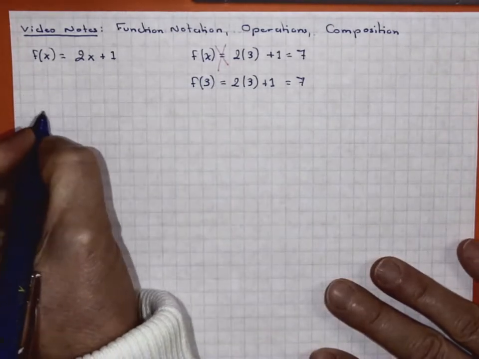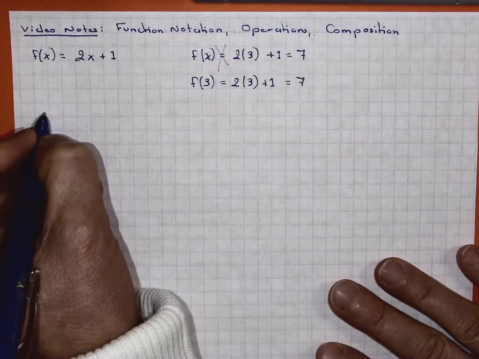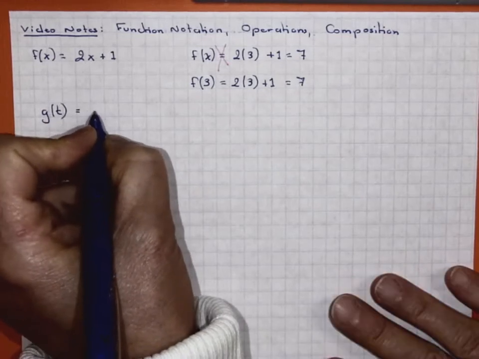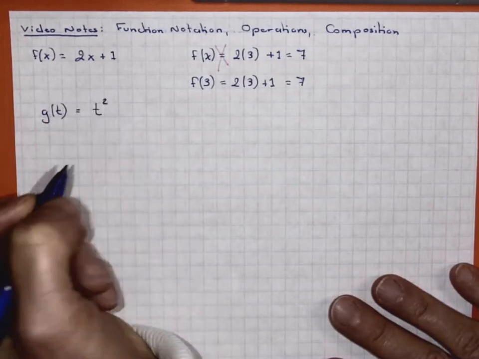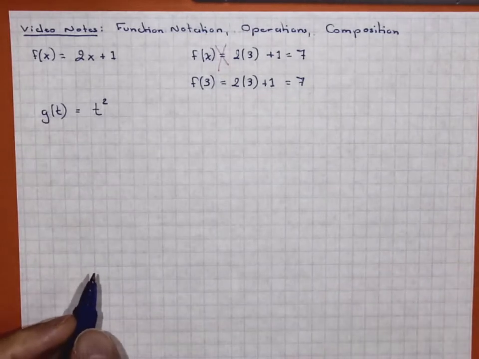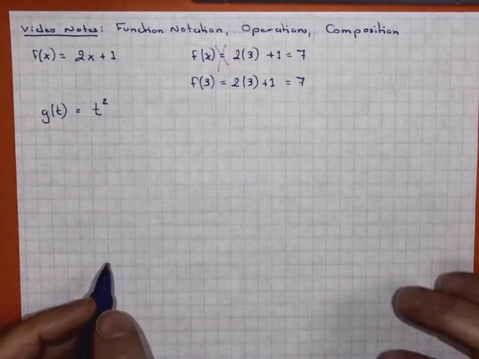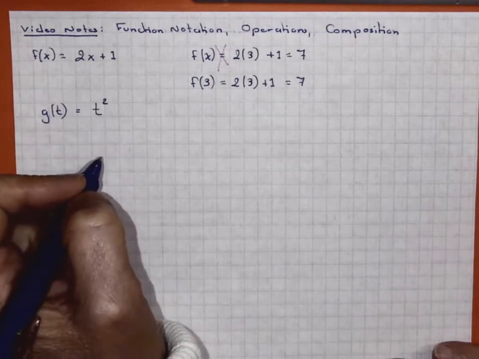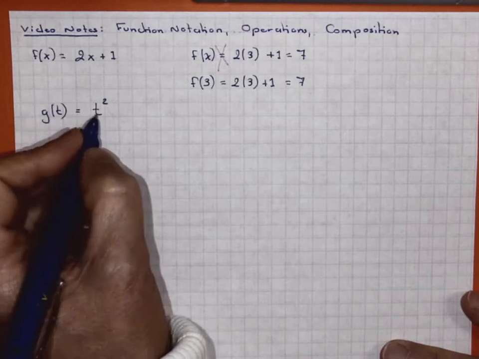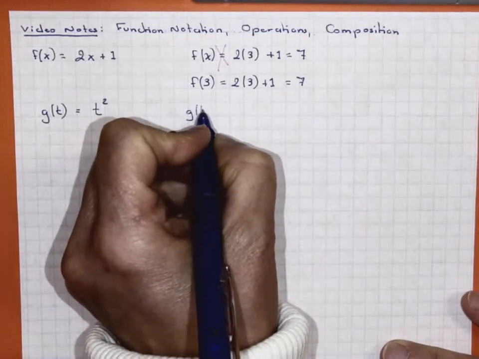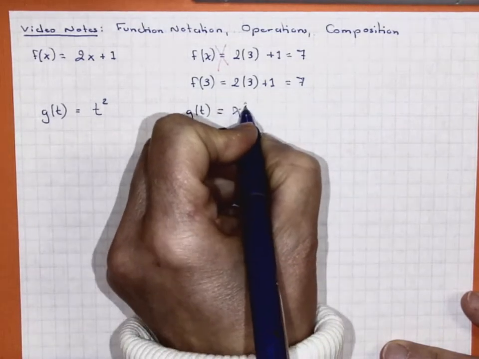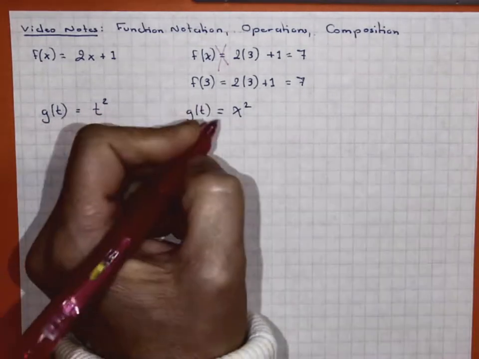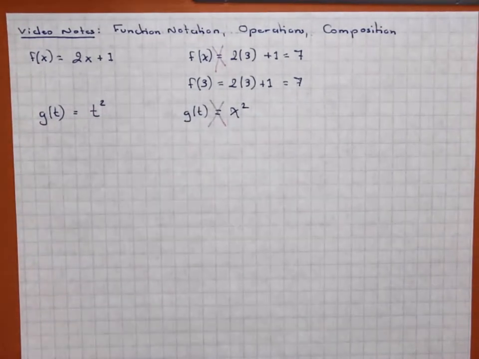Here is something else you don't want to do. Let's imagine I have a function that's called g of t is equal to, let's make that t to the second power maybe, right? And when you're writing that and you're going to work with it maybe, you might just say g of t equals x squared, and you change that t to an x. Well, that's the same thing.